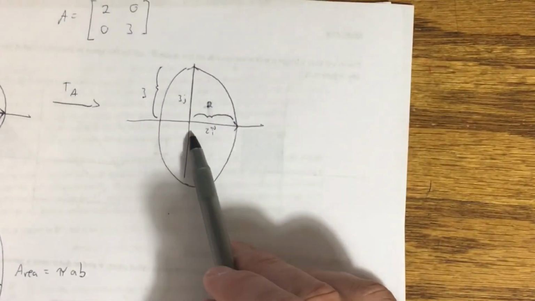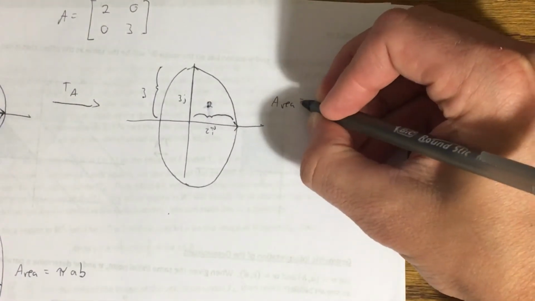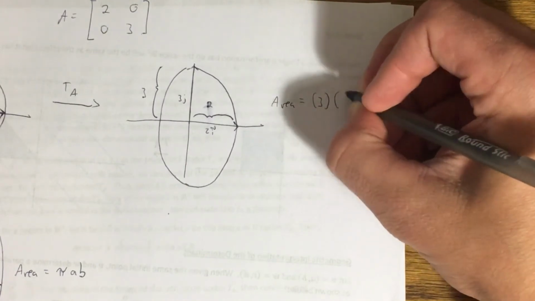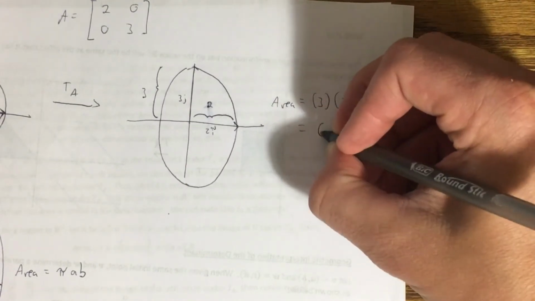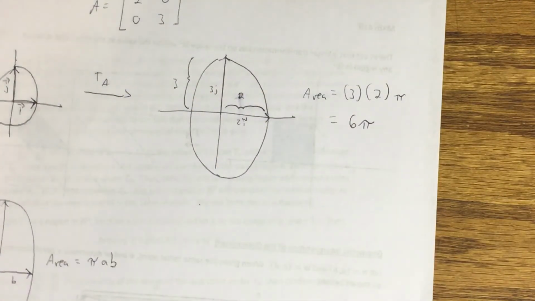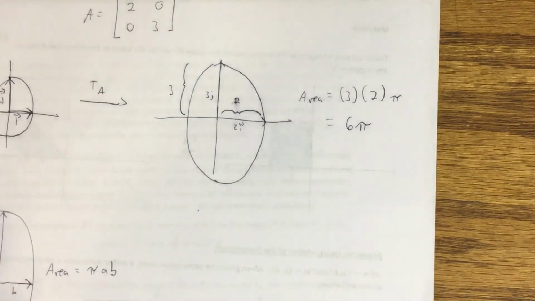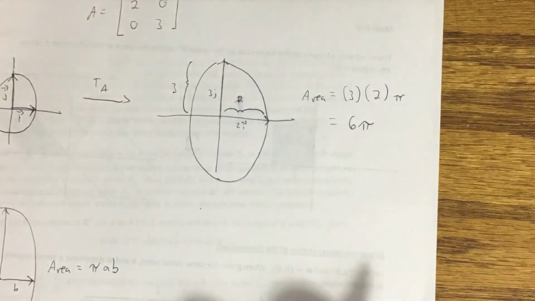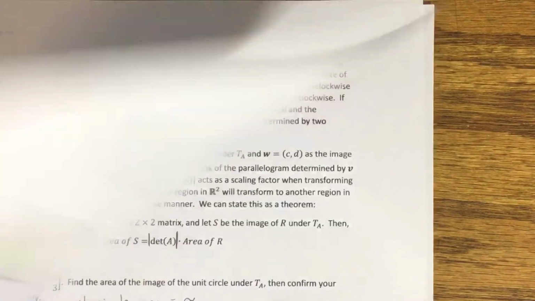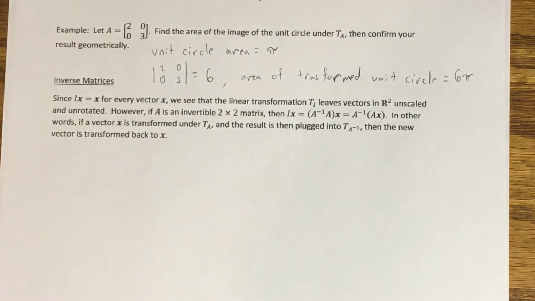Well, notice here, A is 3 and B is 2. So the area of this should equal 3 times 2 times pi, or 6 pi. Same thing we got using the determinant approach. It's confirmed geometrically. This would work with any linear transformation, even if the circle was not just stretched into an ellipse, but maybe there was a shear applied to it, so it stretched in a different direction as well. We would still get correct areas using this technique. Pretty interesting.